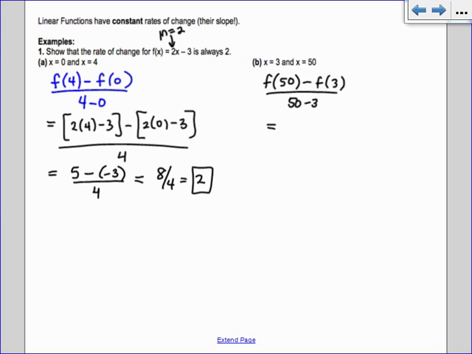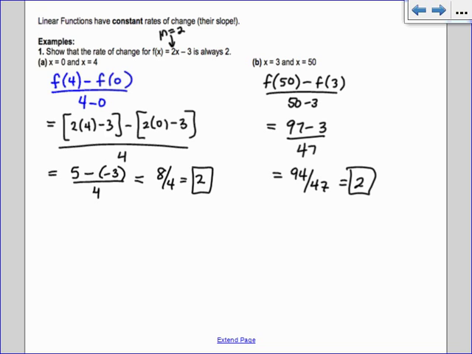So f of 50, what do you get when you plug 50 into the function? 97. What do you get when you plug in 3? All over 47. So we get 94 over 47, which, surprise, surprise, is 2. So we like the linear ones. It's like, oh, I know what I'm going to get. The other ones are going to be harder.